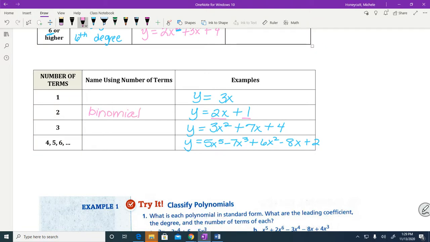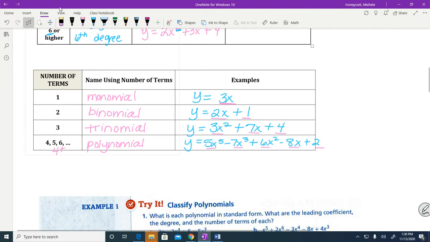Bi meaning 2. 3 terms, 1, 2, 3, we call a trinomial. Tri meaning 3. If it has 1 term, we call that a monomial. And if it has 4 or more terms, so this one has 1, 2, 3, 4, 5 terms, we just get tired of naming them and we just call it a polynomial. And poly means many. So monomials 1, binomials 2, trinomials 3, polynomial is 4 or more.